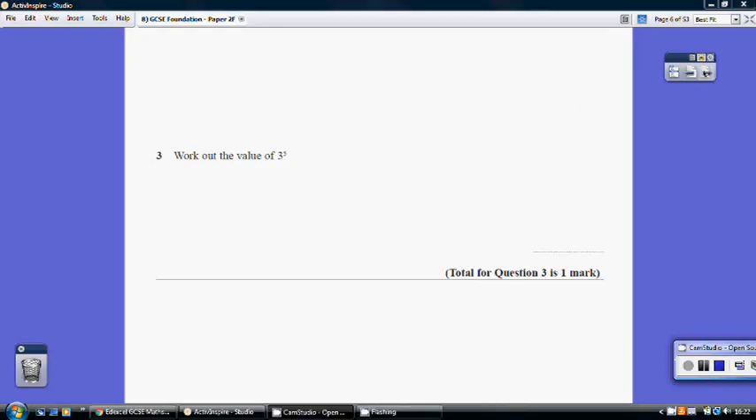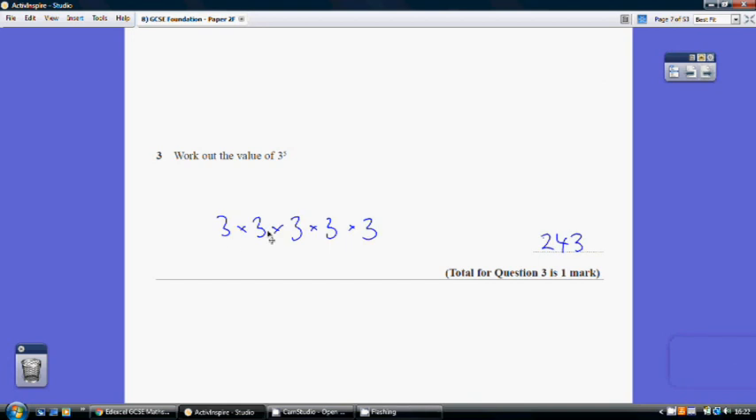Question 3. 3 to the power of 5 means 3 times 3 times 3 times 3 times 3. Anyway, you can just do this on your calculator, put in 3 to the power of 5, and you get 243.